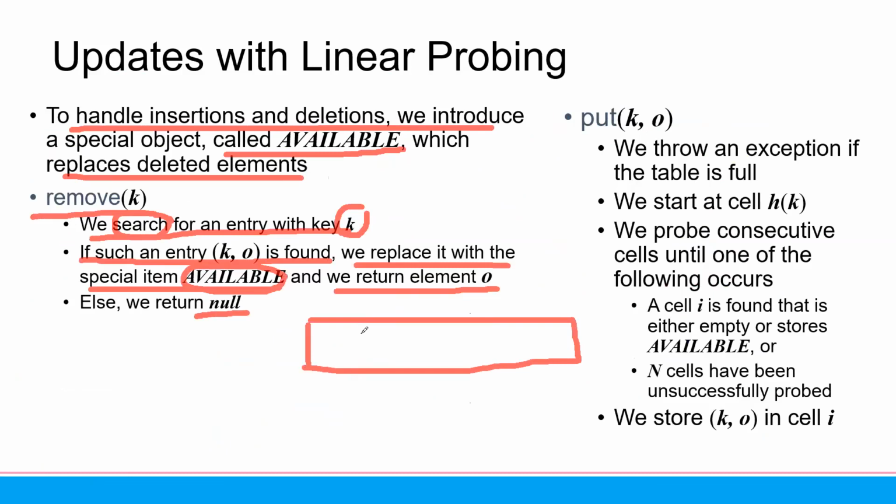So let's see this one. I want to find the key 5, for example. After I find the 5, I will remove it and mark this as available. So I put the notation available. This available means I already removed this location, so it can be used for another item.